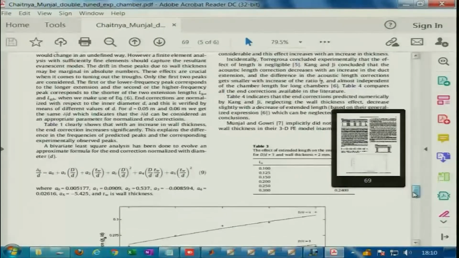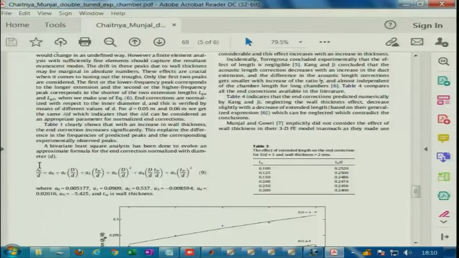So, they developed a relation, found using finite element simulations, between the non-dimensional end correction, that is delta A divided by D, in terms of the expansion ratio capital D by small d, and the non-dimensional thickness Tw divided by the diameter of the pipe, as a quadratic or biquadratic function or something like that. And so, all you need to do is find these constants.